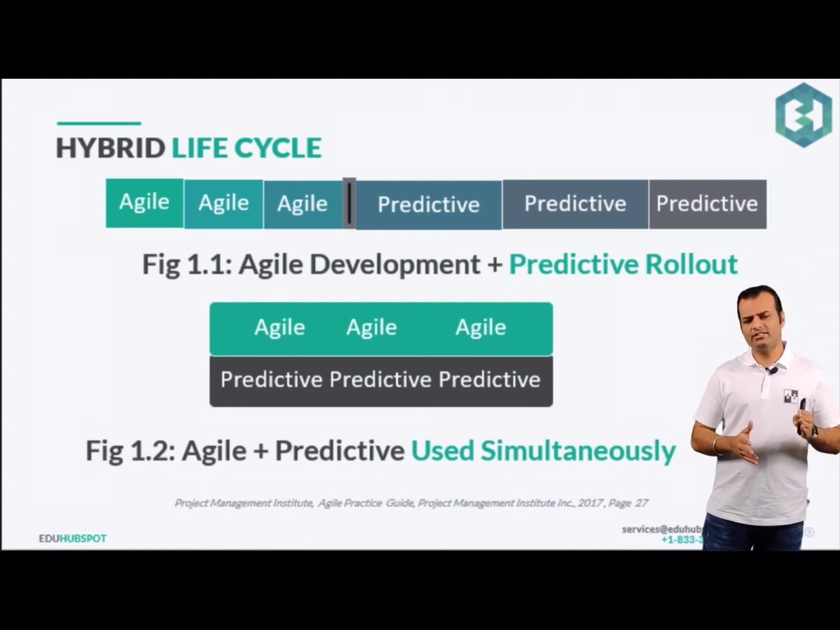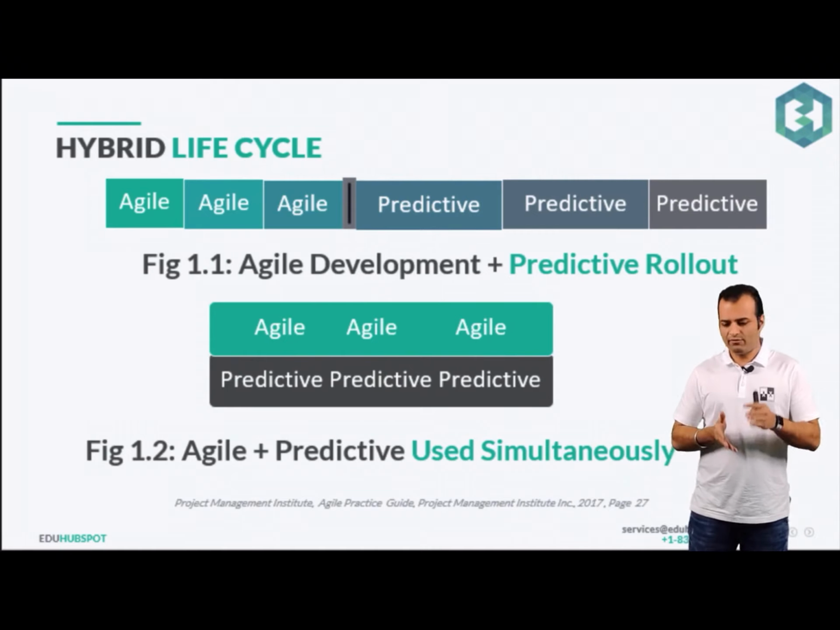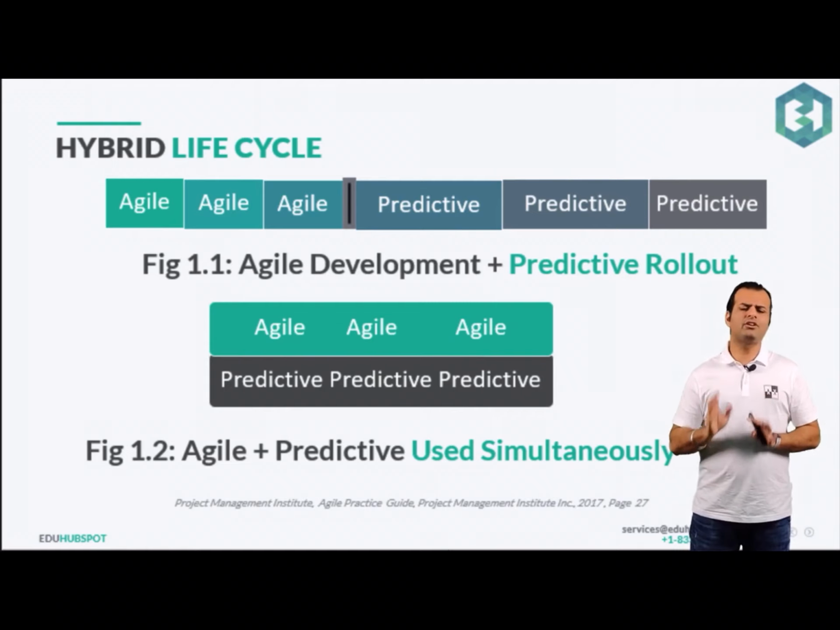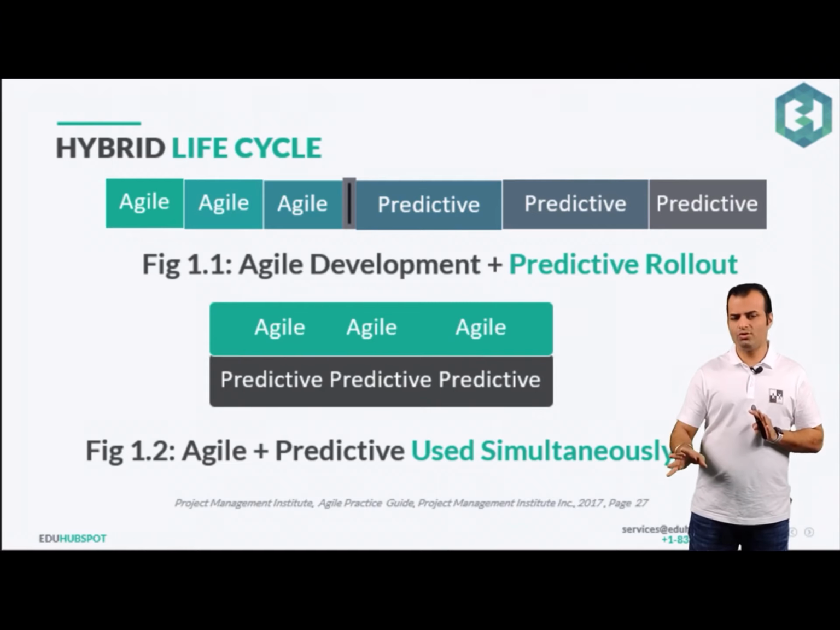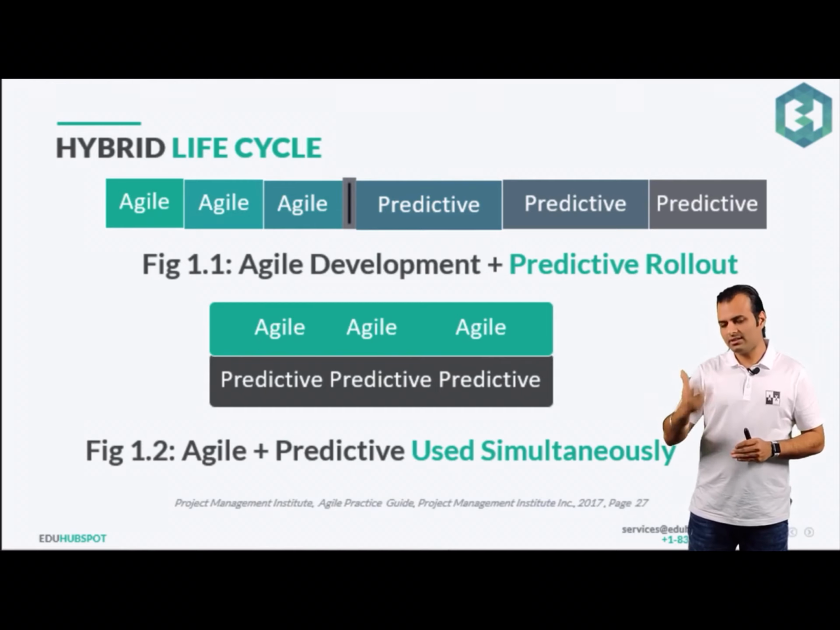The next one is agile plus predictive, which is used simultaneously. For some portion where you think there would be a lot of changes, you use agile. But for something where your requirements are pretty certain, and you know exactly that changes are very expensive, you will use the predictive. So you're doing both things at the same time. If something like this happens, that's another example of a hybrid life cycle.